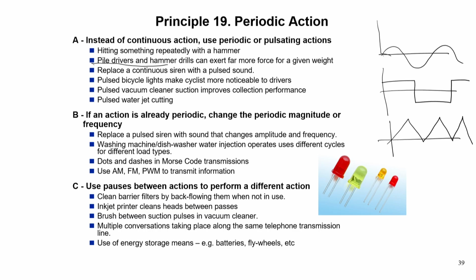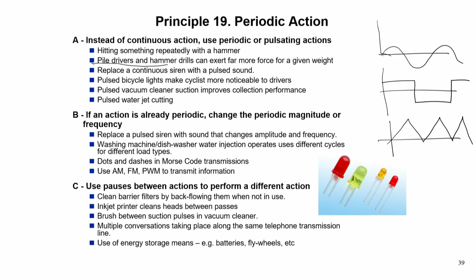If an action is already periodic, change the periodic magnitude or frequency. Something like washing machine or dishwasher water injection, that operates different types of cycle loads. Then in the earlier generation, the Morse code, the dot and dash, you can change the magnitude. You can use AM, FM, PWM, I already told you. So, these are already periodic, but change the periodic magnitude and frequency.